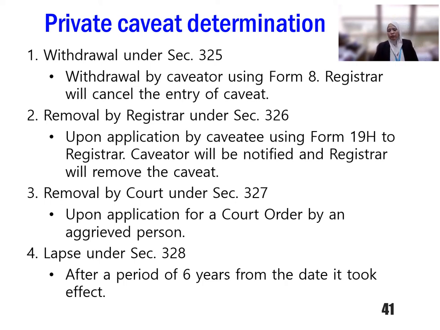Second one, removal by the registrar under section 326 upon the application by the caveatee. The caveatee says there's no valid reason for the caveator to enter a private caveat. For instance, the sale and purchase agreement was never signed, or the sale and purchase agreement was signed but the 10% deposit was never paid by the caveator. For instance, contoh lah, examples.